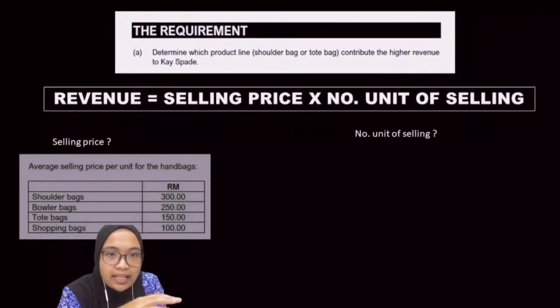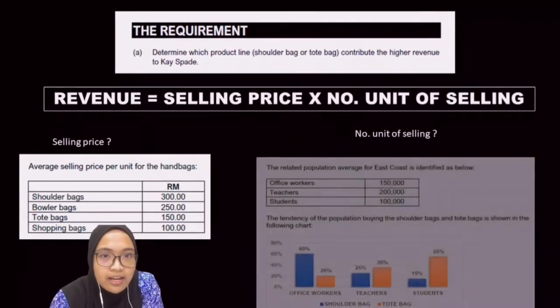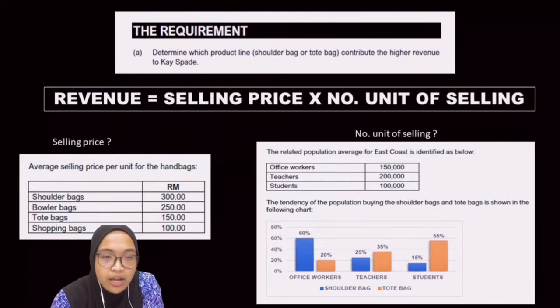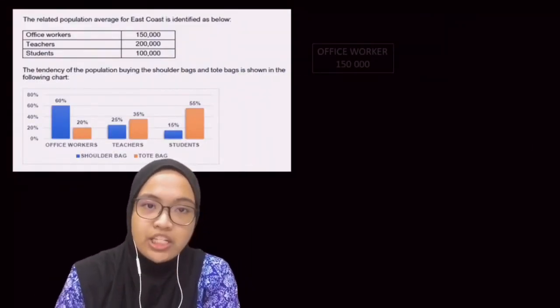Based on info 1, it clearly states the average selling price per unit, so we take the selling price from here only. Unit number of selling? We can see that info 2 and 3 are related to the unit number of selling, but we have to calculate first. We take out the information first.